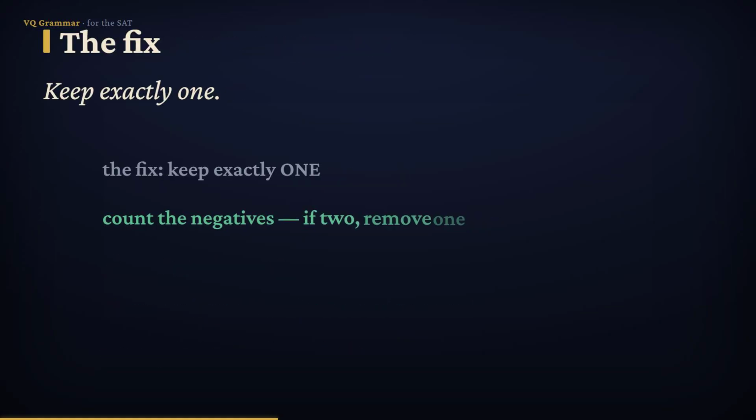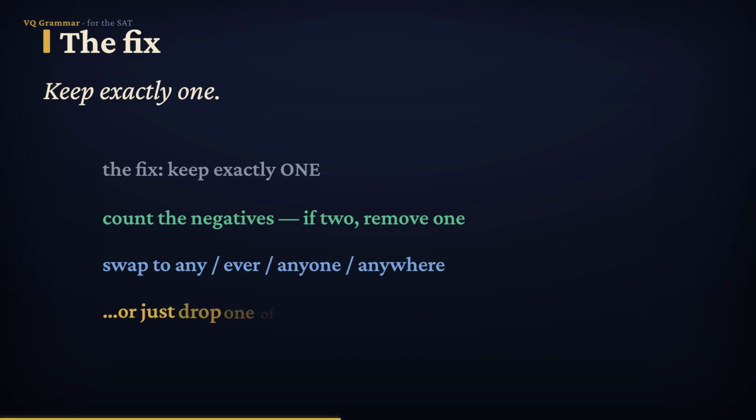So the fix is simple. Count the negatives in the clause. If there are two, remove one. Either change the second negative to its positive partner, no becomes any, never becomes ever, nothing becomes anything, nowhere becomes anywhere, or simply drop one of the two negatives. Keep exactly one negative per idea and you're set.